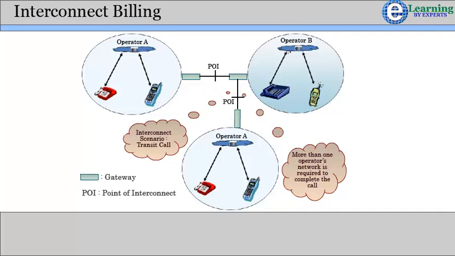Call from the landline of operator A to a mobile of operator A, and vice versa, is not an interconnect call. Place where the call enters the other network is called point of interconnect.